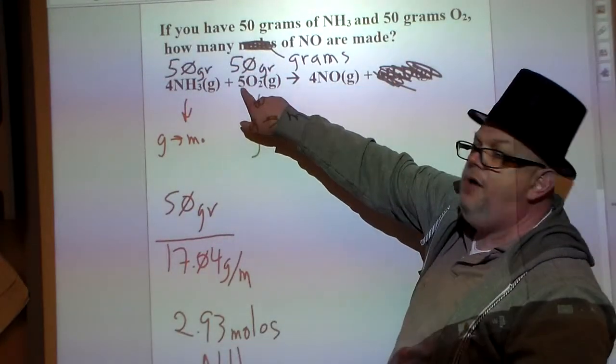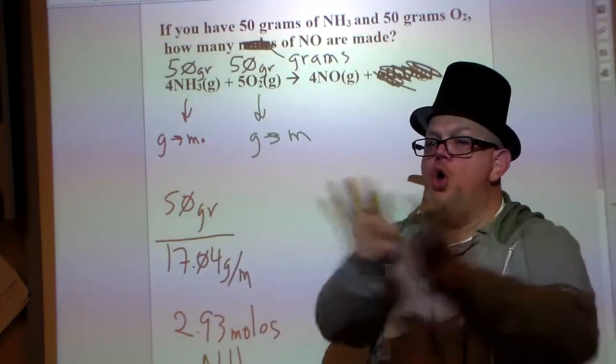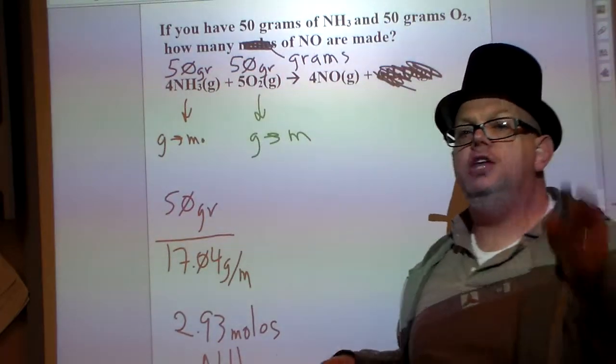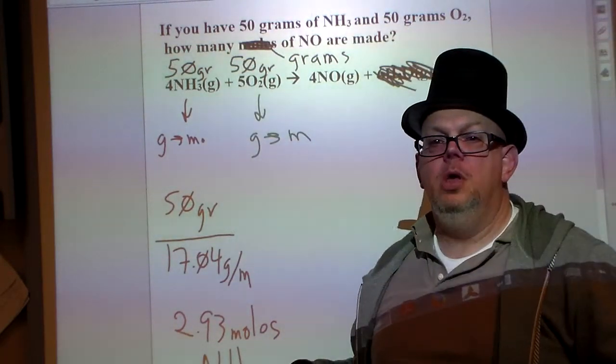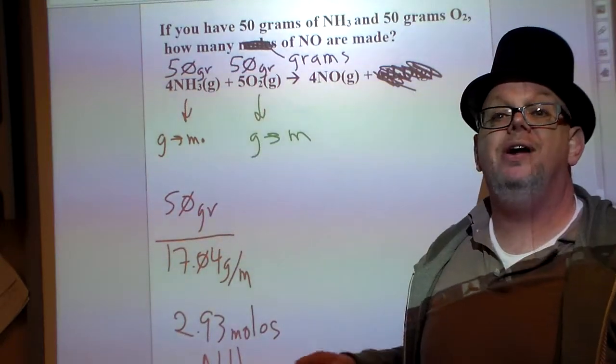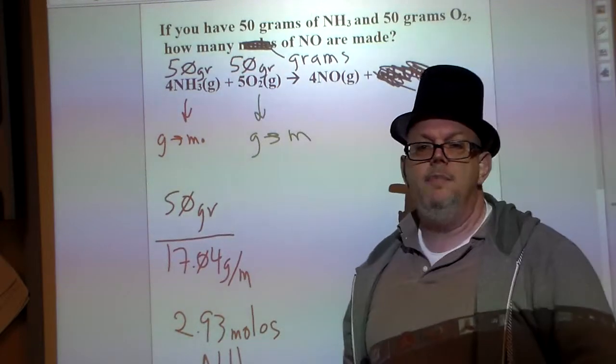Now, some people would say, but wait a minute, Mr. Canu, what about that 5? Do we need to put that in there? No, no, no, no, no, no. That's the coefficient. You don't put that in when you're changing moles to grams and grams to moles. You don't. The only time you got to worry about that is when we have to figure out how many moles of NO we are going to make.